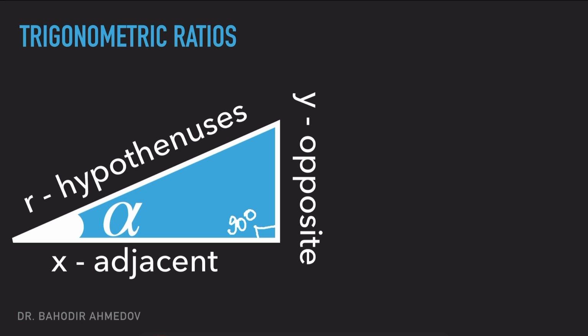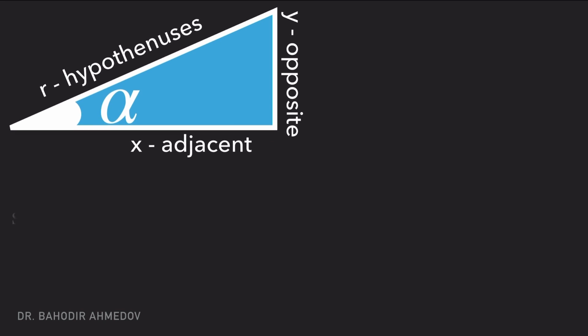Now if I would like to define the sine and the cosine of this angle alpha, what I have to do is find the ratio of the y to the r or x to the r. So essentially, we define the sine of alpha as the ratio of the opposite side to the hypotenuse, and the cosine of this angle is going to be the ratio of the adjacent side to the hypotenuse.